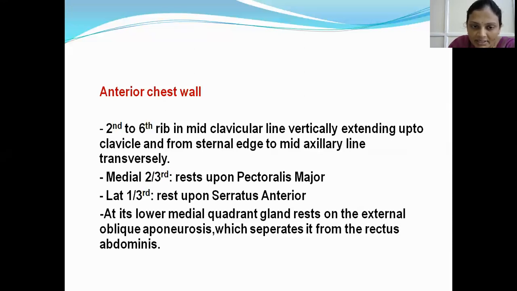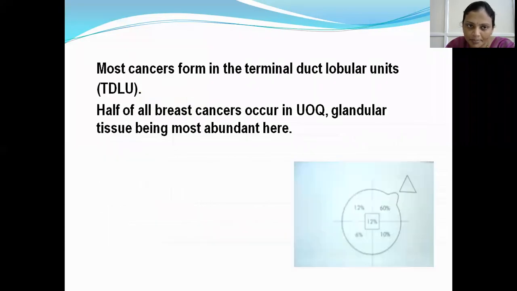Medial 2/3 of the breast rests upon the pectoralis major and lateral 1/3 rests upon the serratus anterior. At its lower medial quadrant, the gland rests on the external oblique aponeurosis, which separates it from the rectus abdominis. So extending upward from the clavicle, medially from the sternum, laterally to the mid-axillary line, anterior to the latissimus dorsi, the lower medial quadrant rests on the external oblique, mostly separating it from the rectus abdominis.